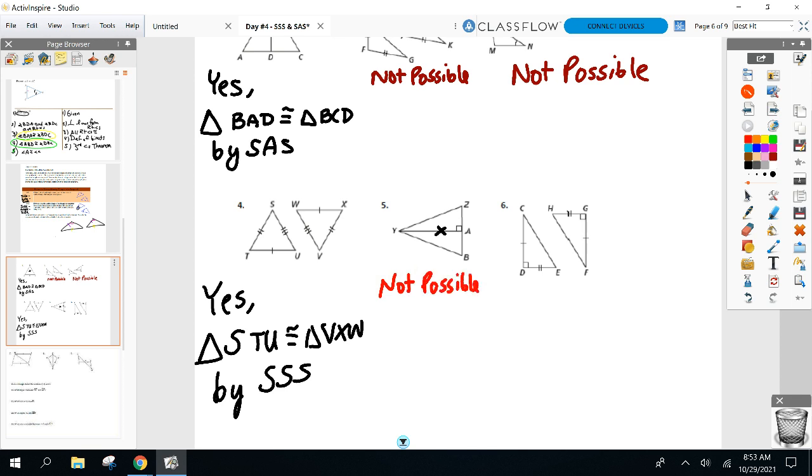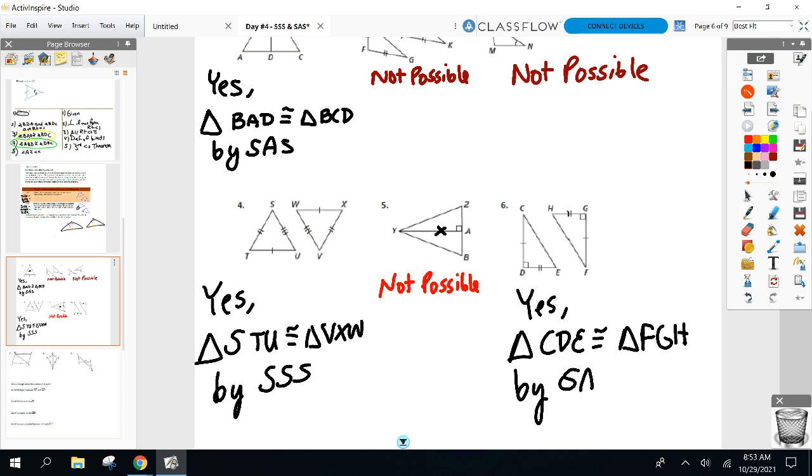And how about 6? Where are the angles? The right angles. Yeah, they're congruent to each other, and they're in between the 2 congruent sides. Good. So yes. Triangle CDE congruent to triangle FGH. That was an easy one to match up. By what method? Side angle side.